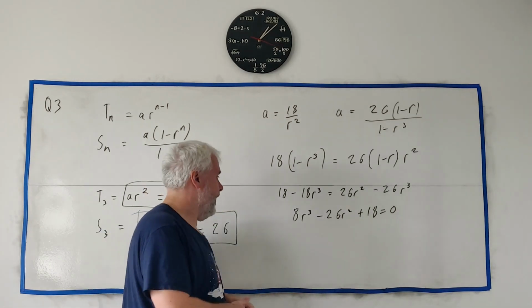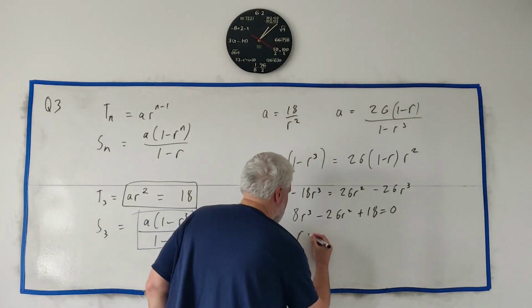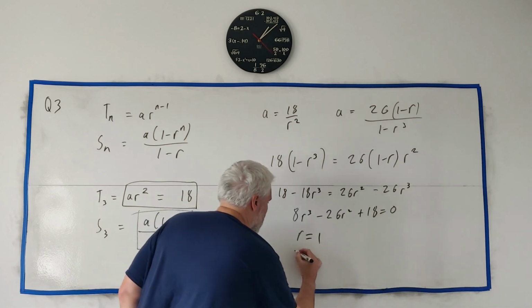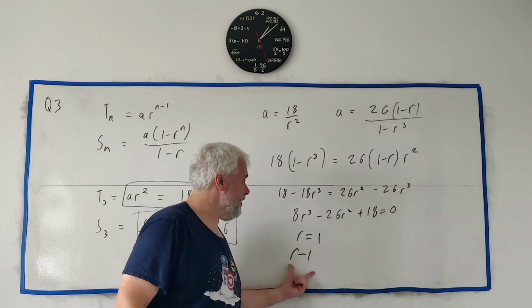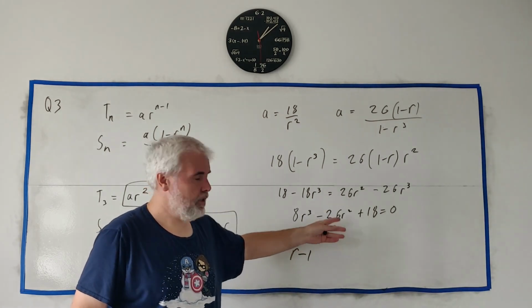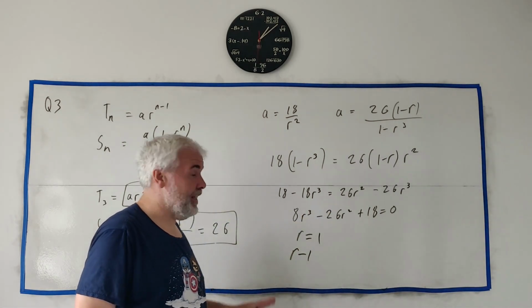And then knowing that a possible answer for r is r equals 1, we can know r minus 1 is a factor. Use that factor to then get the other roots or the other factors to this and solve from there.